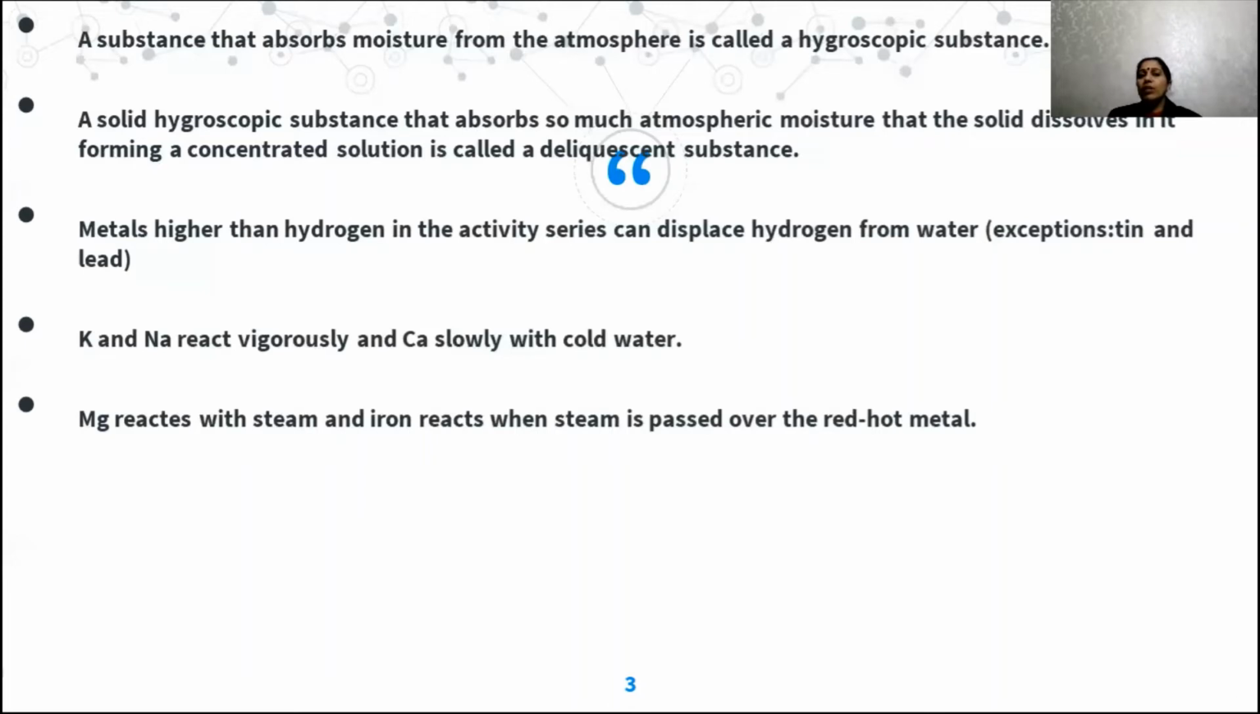I repeat, metals higher than hydrogen in the activity series have the capacity to displace hydrogen atom from water, except two metals, that means except tin and lead. Then one more point: potassium and sodium react vigorously, but calcium reacts slowly with cold water. All this explanation was explained in the class.